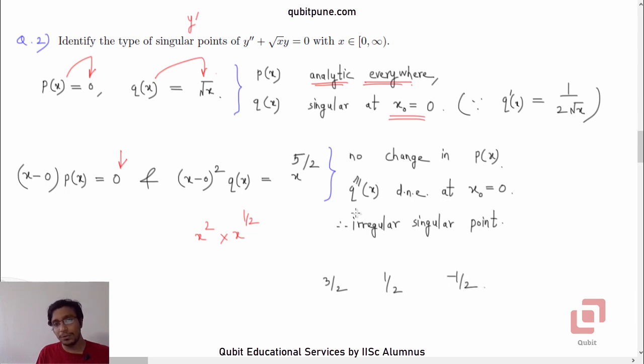So q triple prime of x doesn't exist at x equal to 0. So it is an irregular singular point. A singular point has to be either regular or irregular. If it is a regular singular point, it has to be a regular singular point of both x into p of x and x squared into q of x. All right.